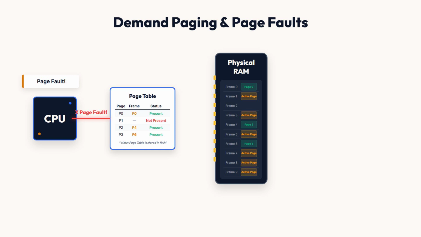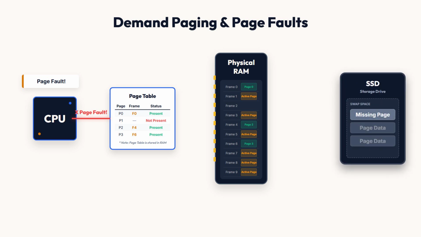To the program, it looks like a crash is about to happen, but behind the scenes, the operating system springs into action. It completely pauses the program, rushes over to your SSD or hard drive, finds the missing page, and copies it into a free slot in the RAM. Once the data is safely in place, the OS updates the page table, flips that flag to present, and tells the CPU, okay, try again. The program resumes having absolutely no idea it was ever paused. It was actually sitting on the storage drive, away from the RAM. To the software, it just feels like the memory was always there.